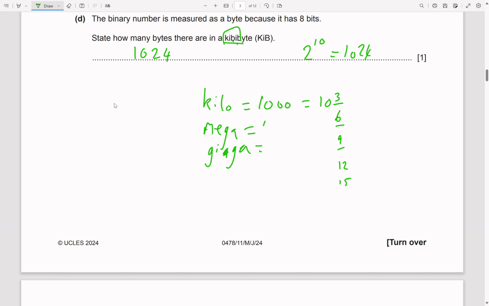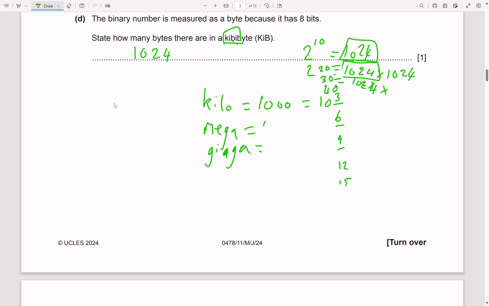When we're doing mebi, it's going to be 2 to the power of 20. Gibi is going to be 2 to the power of 30. Tebi, 2 to the power of 40. You can also think of this in terms of multiples of 1024. So 2 to the power of 20 is also equal to 1024 multiplied by 1024. 2 to the power of 30 is also 1024 times 1024 times 1024.